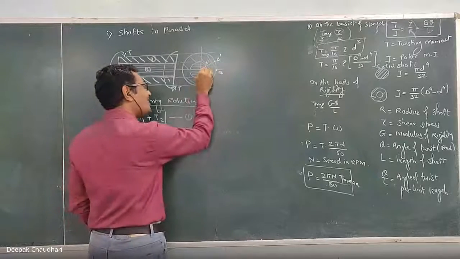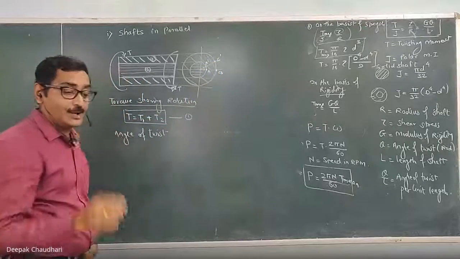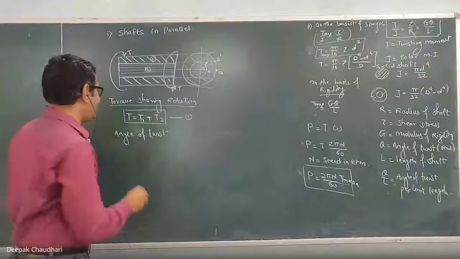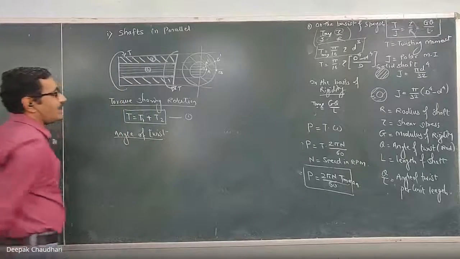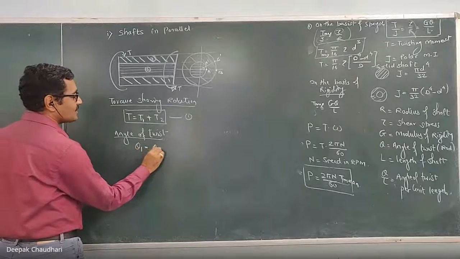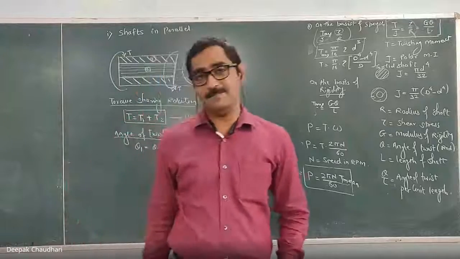Clear? This means the angle of twist for the outer shaft as well as for the inner shaft remains the same when the shafts are connected in parallel. So what will be the relation between the angles of twist? Here you can write theta1 is equal to theta2. For both the shafts, the angle of twist will be the same.